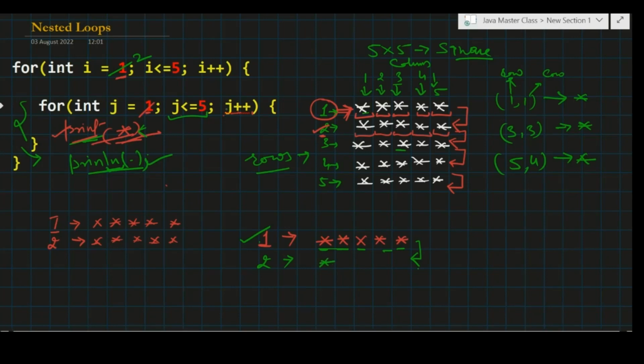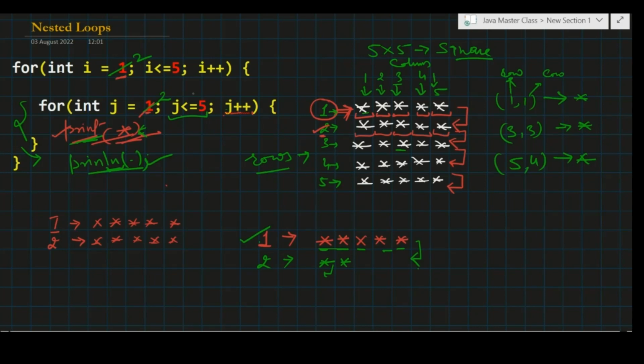Now the value of j will be incremented and it will become 2. So 2 is less than 5. Yes, condition true. We will go into the code block and we will print star again. So as you can clearly see over here, we are just using print. Print is not throwing the cursor into the next line. We are printing the text in the same line.